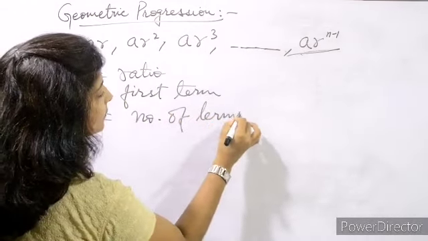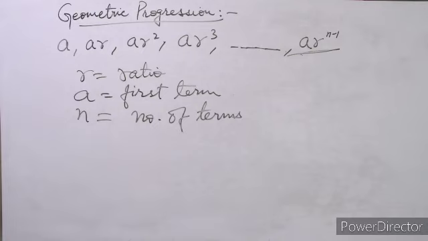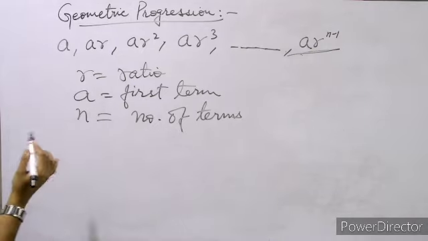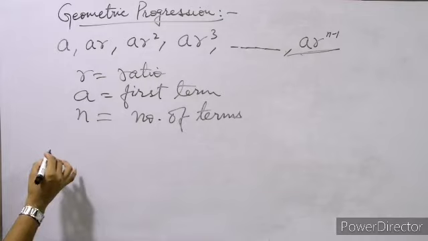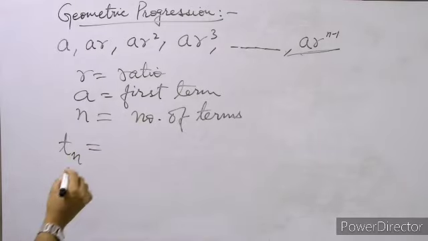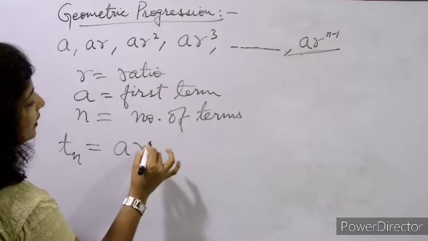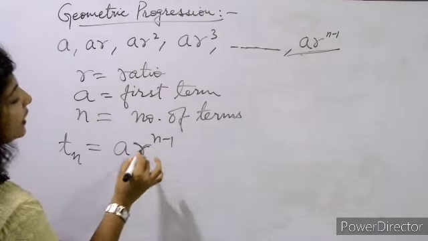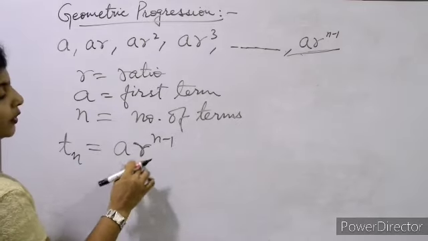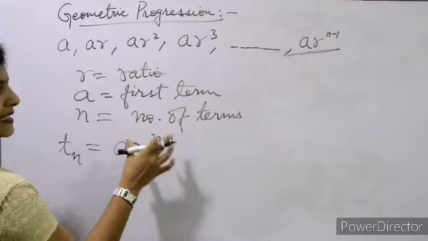Now we have to find out the Tn, meaning the nth term, the general term for this GP, so that is denoted as Tn. So it will be a r to the power n minus 1. If we have to find out the 10th term, it will be a r to the power 10 minus 1, that is 9.